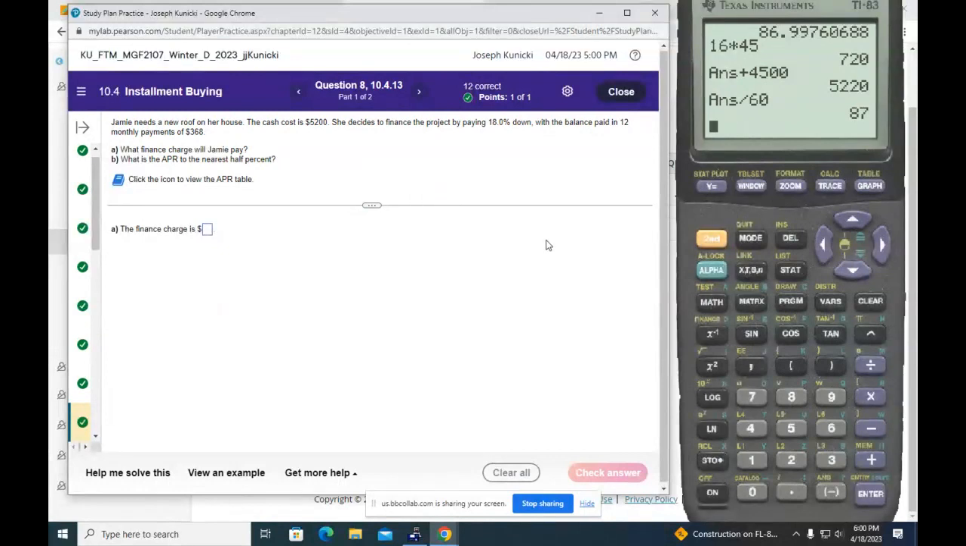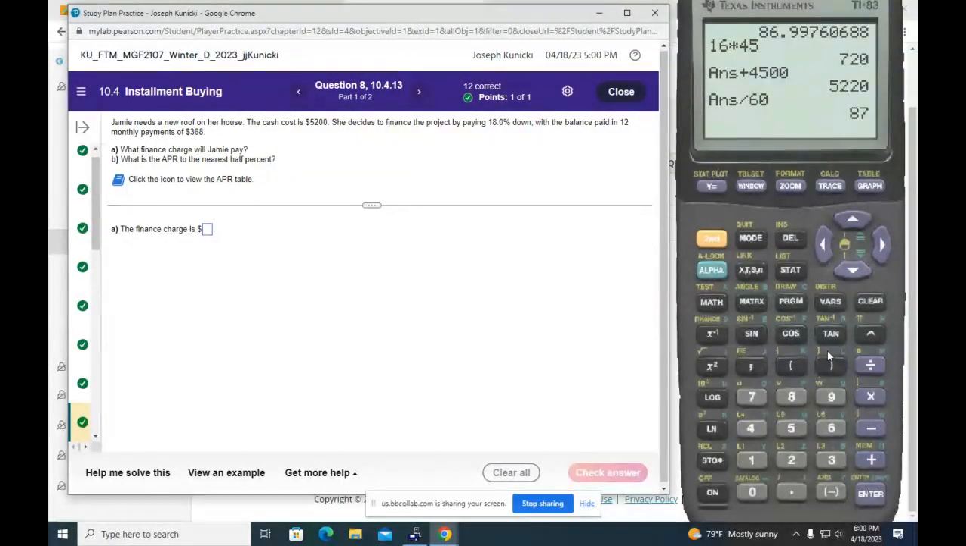All right, so Jamie needs a new roof. The cost is $5,200. She decides to pay 18% down. See how the numbers changed from the last time I opened this? Okay, with the balance paid in 12 monthly payments of $368. All right, so they're telling us how much she paid total installment. But before we do that, we have to know how much she really borrowed, because she didn't borrow $5,200. She borrowed 82%.